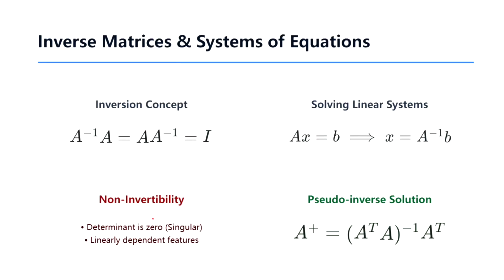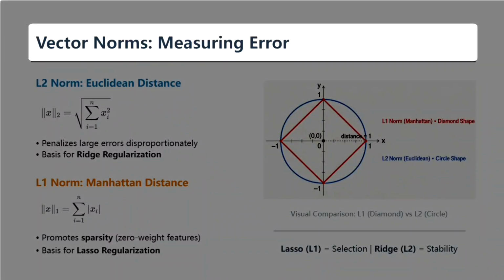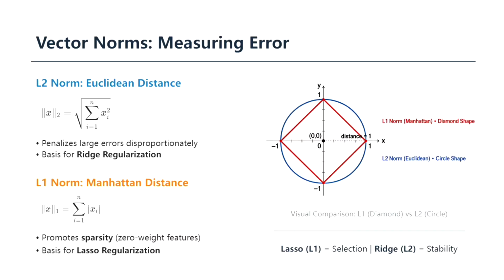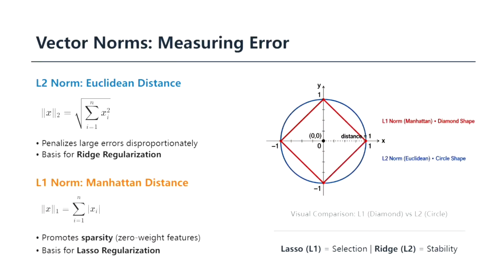behind many regression algorithms. Building on our discussion of finding the best-fit solution, we need a way to quantify how far our predictions are from the actual values. This is where vector norms come in. They are the mathematical rulers we use to measure the length or magnitude of error vectors. The most common measure is the L2 norm, often called the Euclidean distance. It represents the straight-line distance from the origin to the point in space.